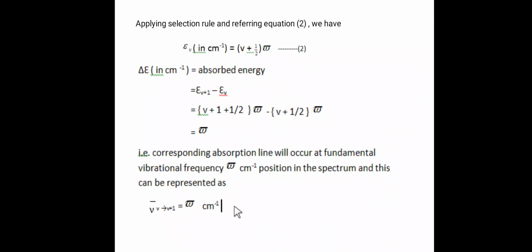So friends, when we consider the pure vibration spectra or the pure IR spectra for the diatomic molecule, and consider all the transitions, that is V equal to 0 to 1, 1 to 2, 2 to 3, 3 to 4, 4 to 5, all the lines fall at the same place, that is omega bar centimeter inverse.